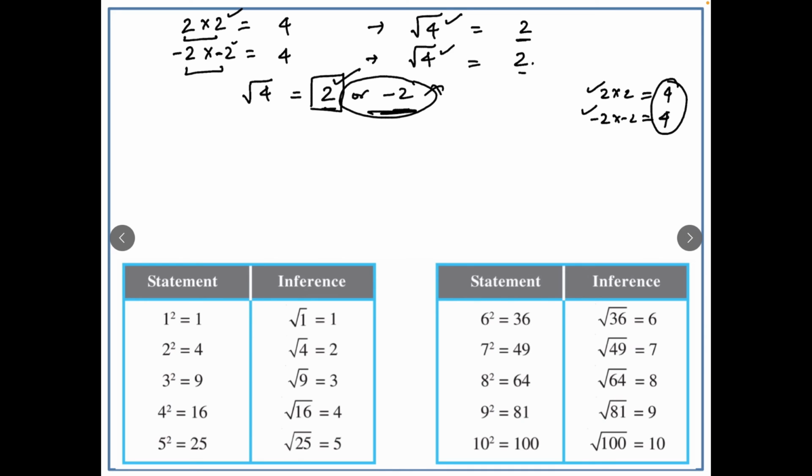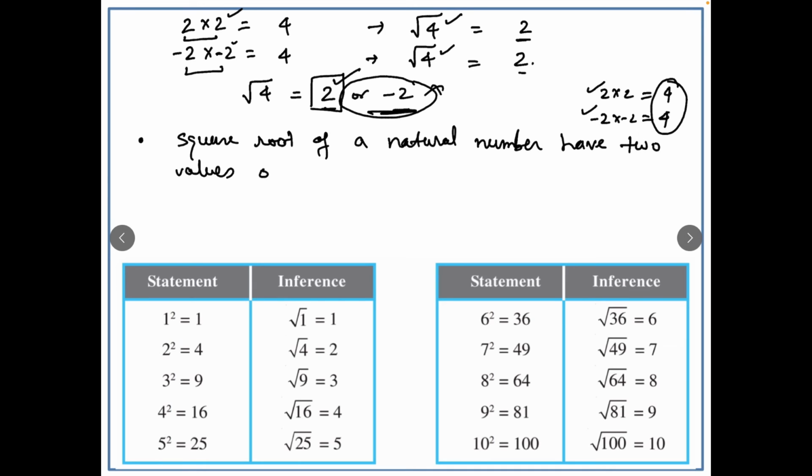So let's write this: the square root of a natural number has two values, one positive and one negative.